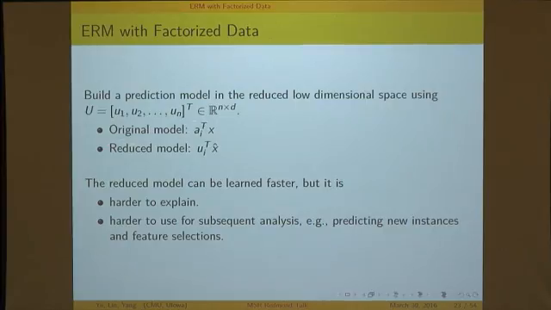In this case we want to build a prediction model in the reduced low dimension space using this U. Consider that the original model is A_i times x, and the reduced model is just U_i times x hat. The reduced model can be learned faster, but it's a little harder to explain because we already projected the data to a lower dimension space. It is also harder to use for subsequent analysis, such as predicting new instances and feature selection. So this is a trade-off, a computational and explanation trade-off.